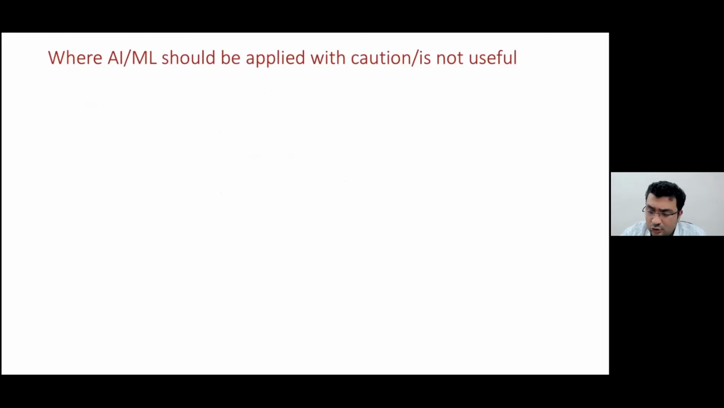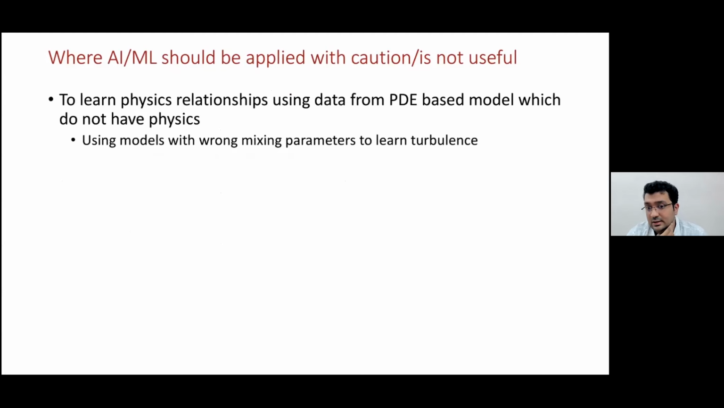Now, it is good to know where to apply. At the same time, you must also know where you should be cautious of applying machine learning in the geoscience field. So the #1 mistake that I see many people make is to try to learn physics relationships using data from PDE models that do not have that physics.